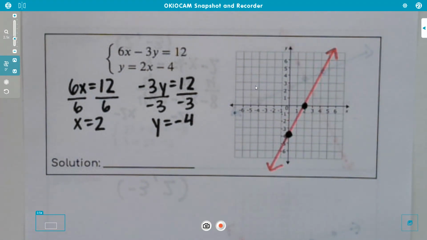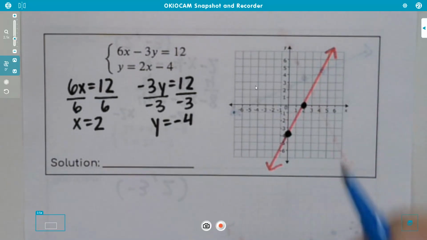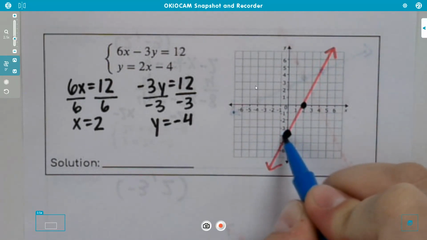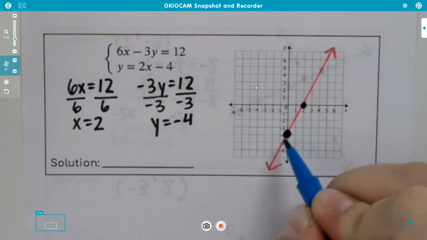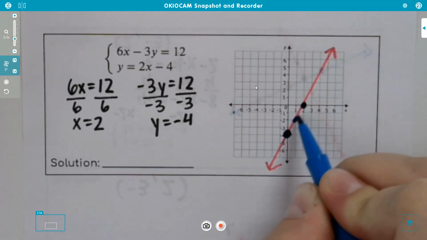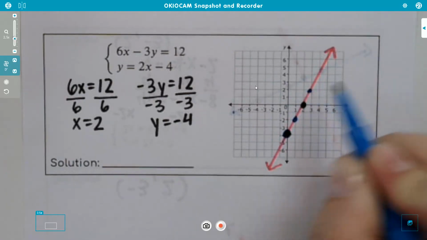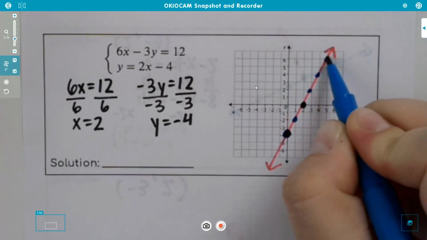Okay. So then we would go try to graph the other one, which is y equals 2x minus 4. My y-intercept would be right here. My slope would be 2. So I'll go up 2, right 1, up 2, right 1, up 2, right 1. What do you guys notice?